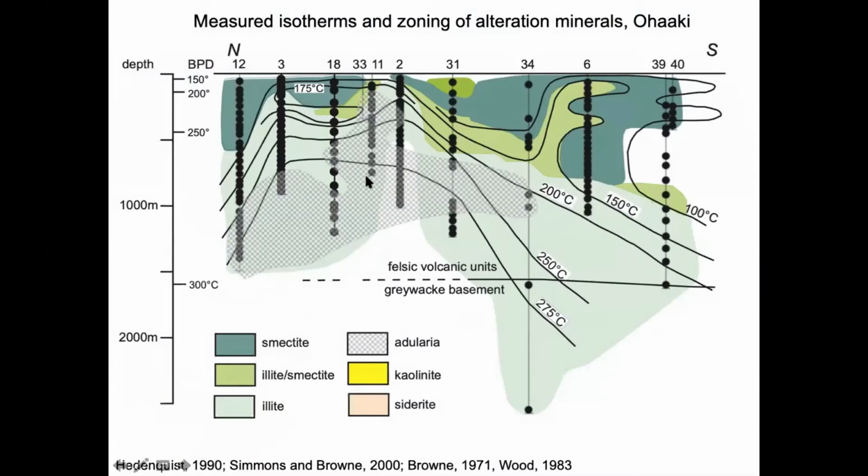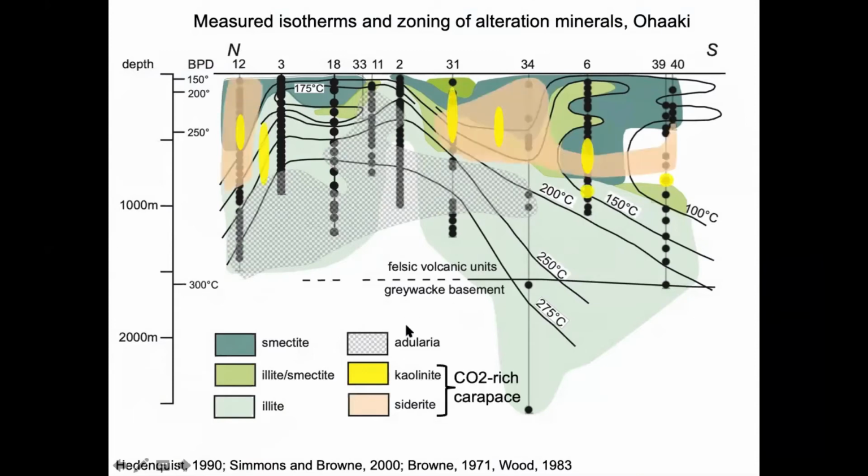So this area is boiling, and we get adularia depositing as well as illite clays at temperatures above 200 degrees. And at lower temperatures, we get illite-smectite, interstratified, or smectite clays stable at lower temperatures. However, also on the margins of the system are where CO2 condenses. And that's when we can get deeper kaolinite, or in this case, iron carbonate, siderite, forming as well.